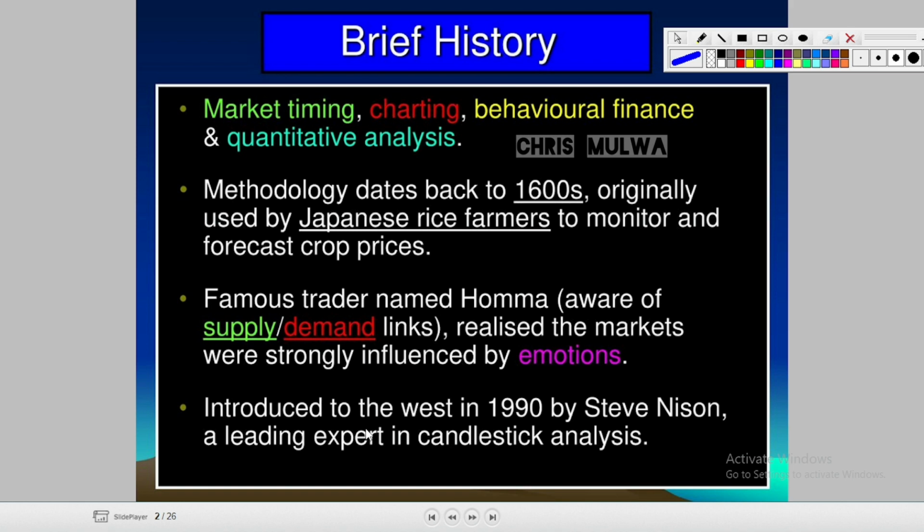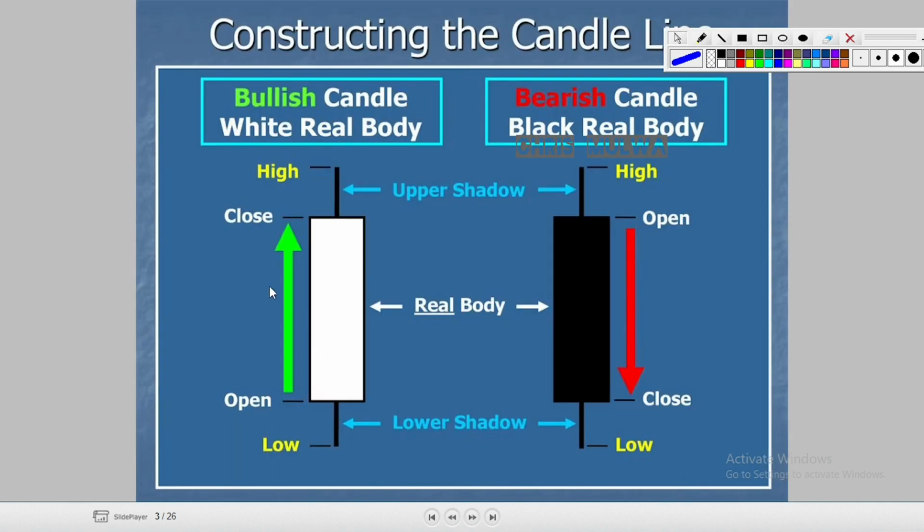So I'll move very fast. I have very few minutes to explain this, so we go directly to the point. This is how the candlestick is formed. As you can see, this is how a candlestick is formed. In this, the upper part is the shadow, the upper shadow, and the lower shadow.